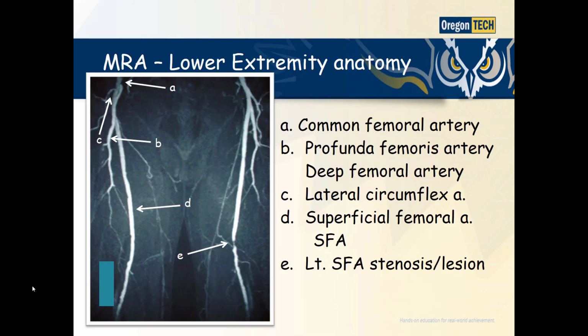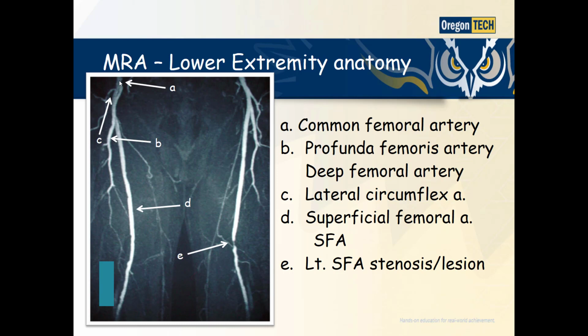Now here we have an MRA of the lower extremity, and right up here, going through the M and the R, this is where the inguinal ligament would be coming across. Superior to the inguinal ligament, the vessel is the external iliac artery. Once it goes through the inguinal canal, it becomes the common femoral artery.